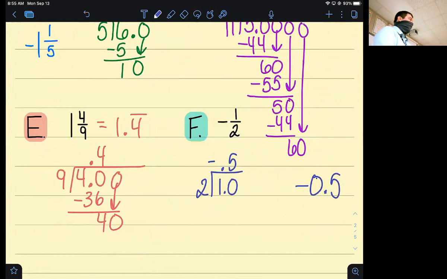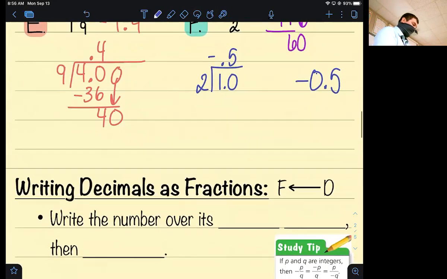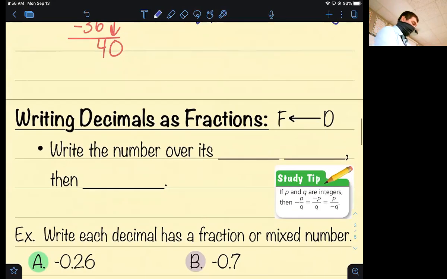Questions on that? That's my least favorite part, is turning the fractions into decimals, because of all the long division. My favorite part, if I had to choose a favorite, would be to go the other way and write my decimals as fractions and go backwards.